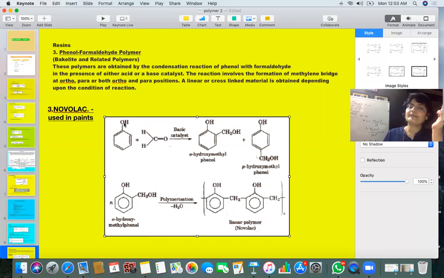If it has gone to ortho, because OH is ortho and para directing, it will go to para also. So we have the para compound also. This ortho compound undergoes polymerization and results in linear polymers, Novolac. Now, what will be the ways of joining them? The OH of this one and the H of the other ring, the ortho one. So this way it continues and results in the formation of Novolac, you will say.